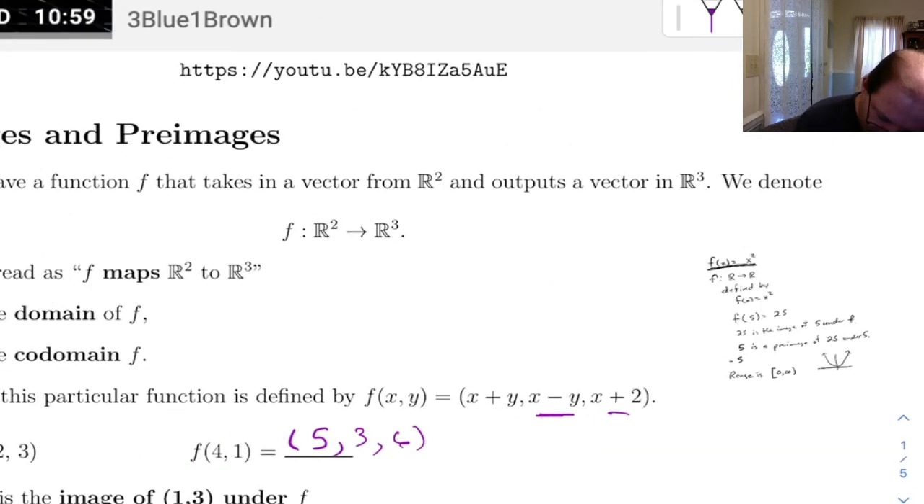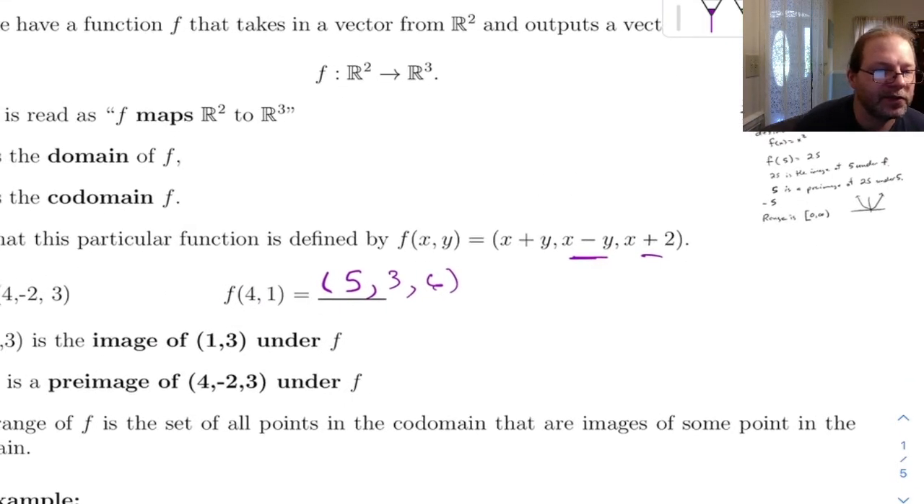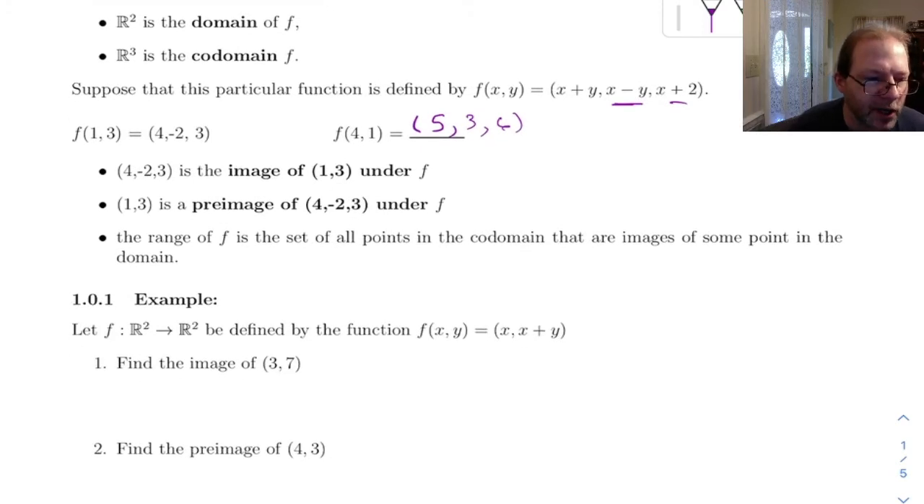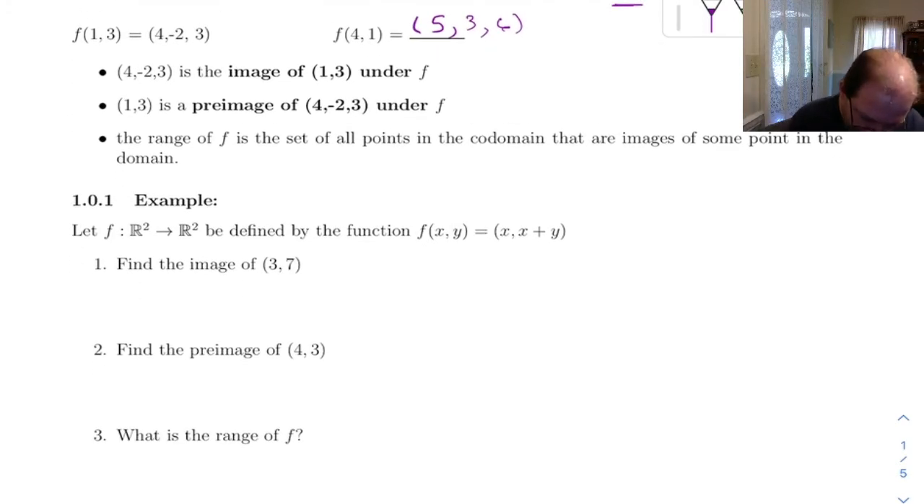All right, so let's go down here and look at another example. Here we go. Let f map R2 to R2 be defined by this function here. Find the image of 3, 7. Okay, so x is 3 and y is 7, so this is going to be 3, 10.